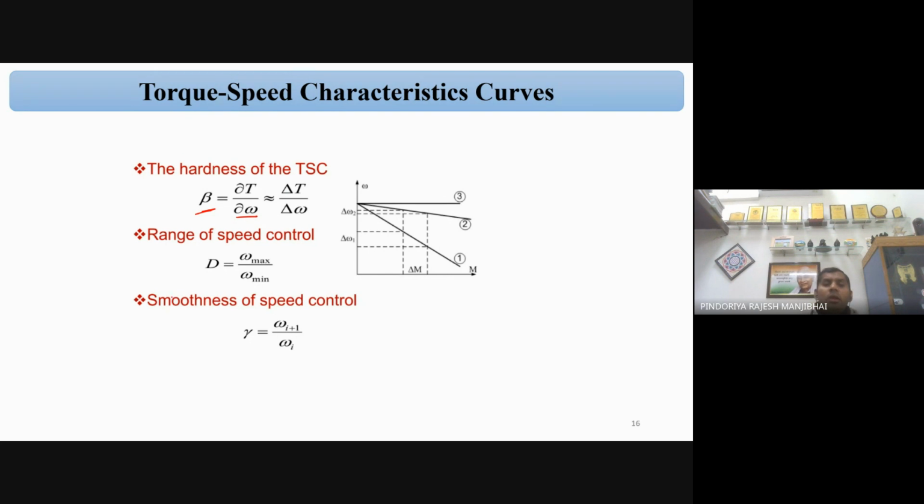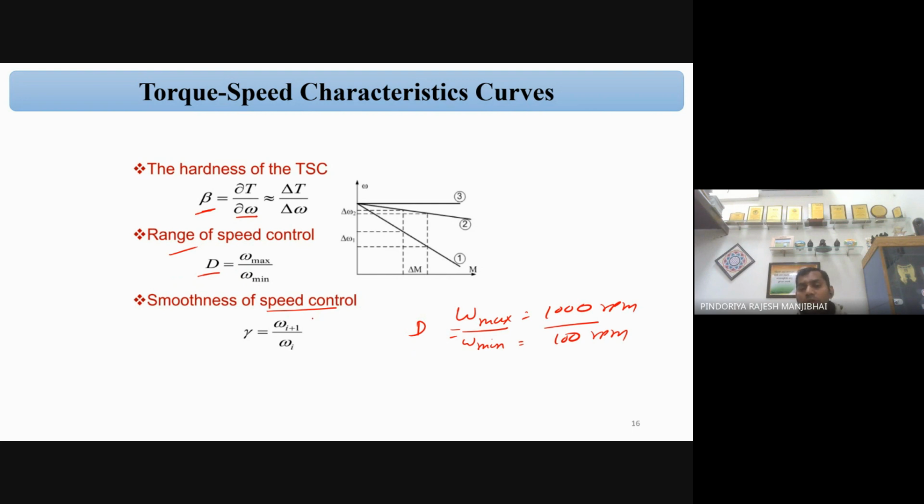For the range of the speed control, capital D, we can define it as maximum speed upon minimum speed. So the maximum speed may be 1000 rpm, divided by the minimum speed, maybe 100 rpm. Both are in rpm, and that is nothing but your capital D, the range of the speed.